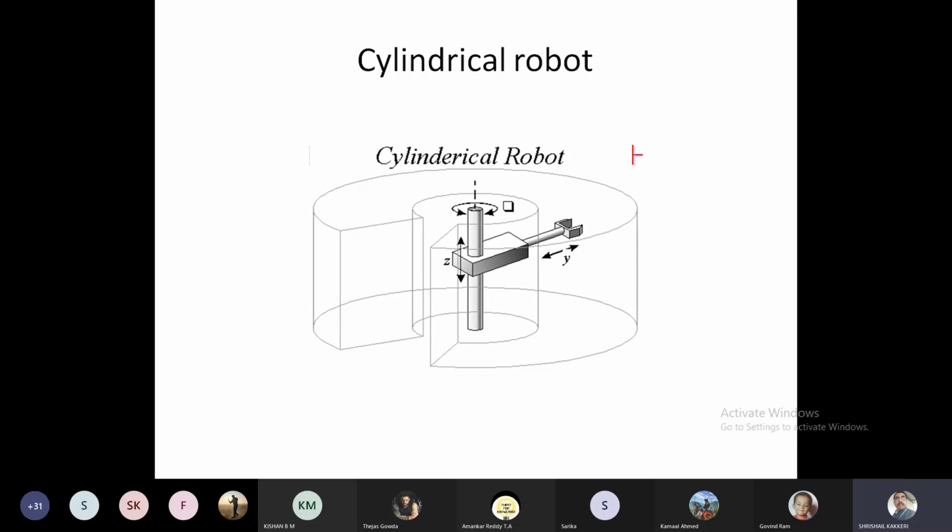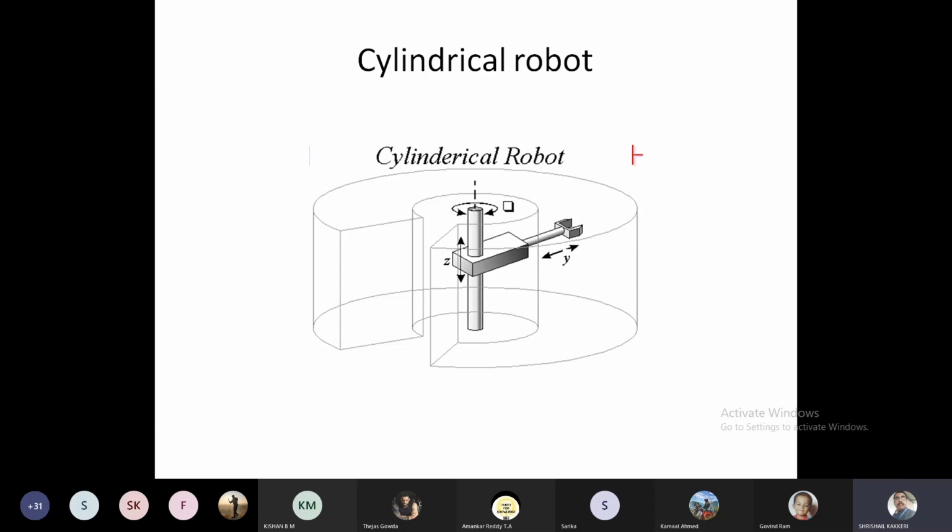The first one was LLL: linear along the x direction, linear along the y direction, linear along the z direction. And here it is LRL, and LLR also you can say. Linear along the x direction, linear along the y direction, and the other one will be rotational. It may be any one of them. One rotational and two linears will be there. Please do not get confused.